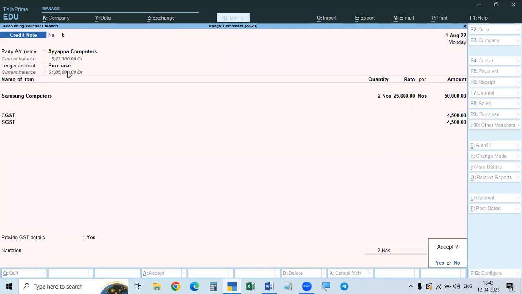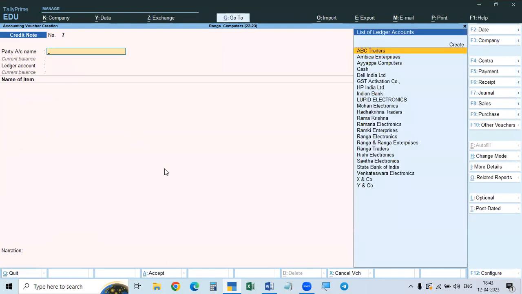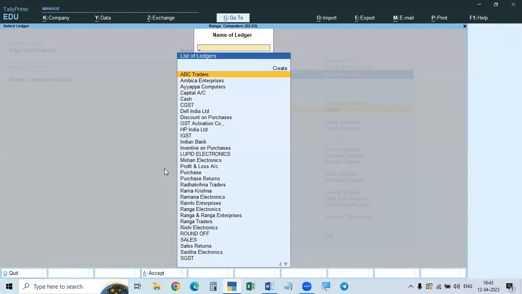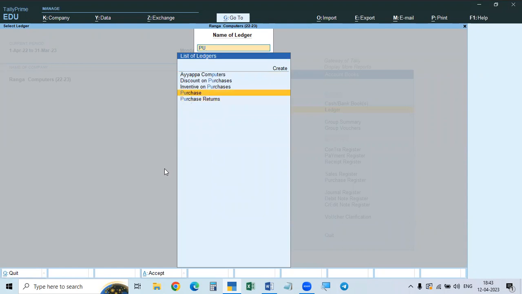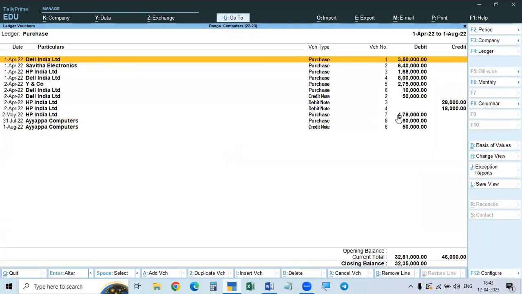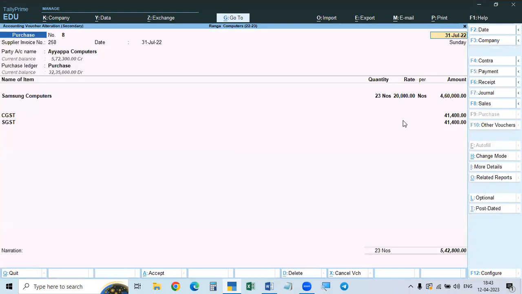Here also we have to take purchases only, for reducing or increasing the quantity. Another one, next one, is the same thing. Ayyappa Computers, 4,60,000. Quantity 23 we ordered, so we purchased 23. Otherwise, see here, 25 previously, so we get 25.